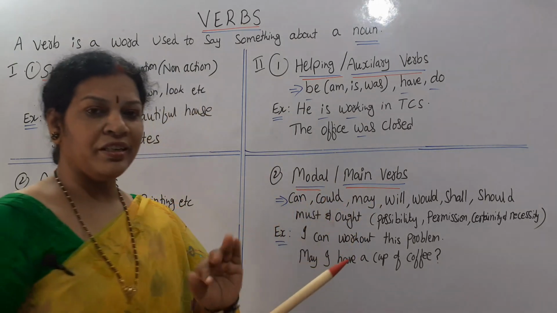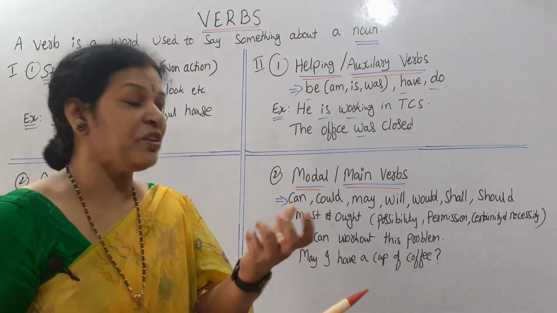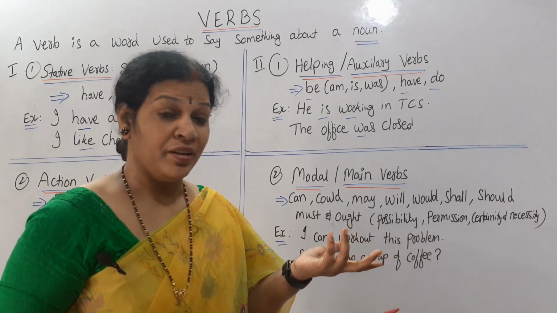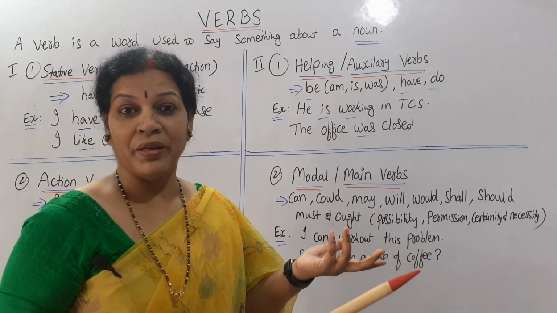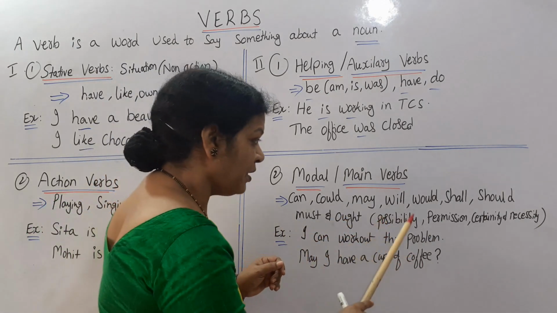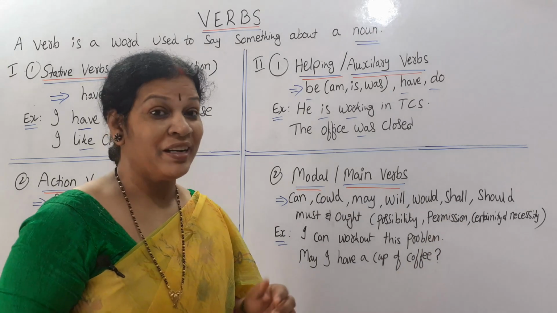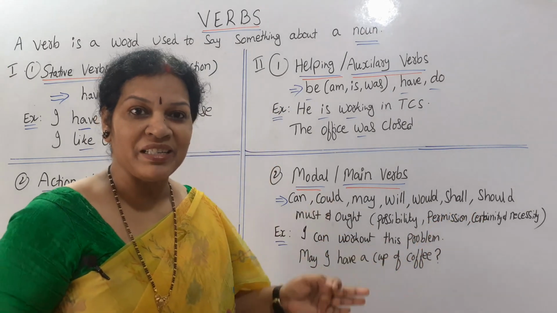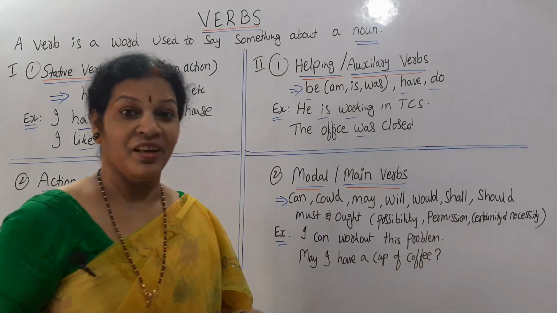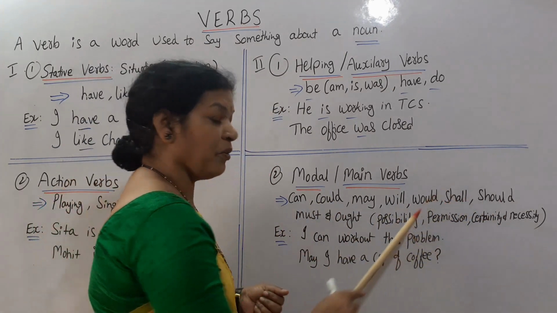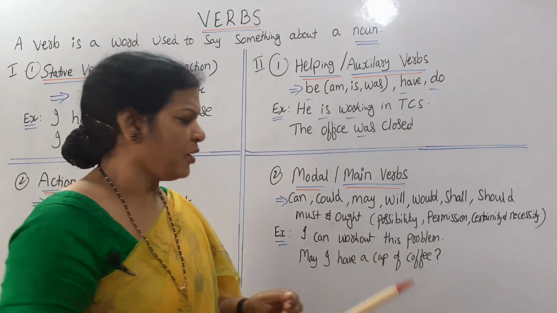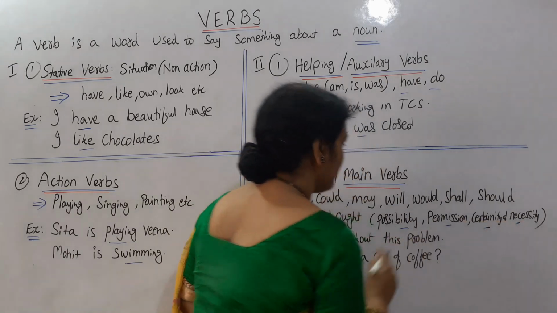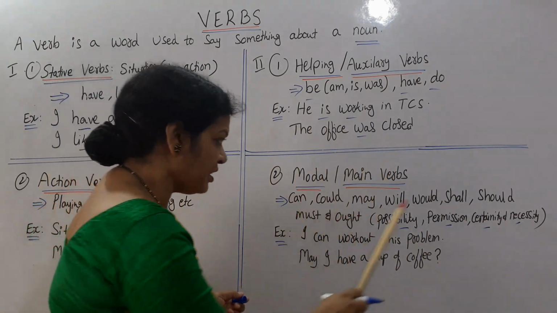What these do is give you an impression like possibility. Rain may happen, she may come, it may go, like possibility. Permission, like may I help you, can I. Should, must give certainty and necessity, ought to go. We must go, certainty, compulsory. So this kind of actions are expressed by modal verbs. So these are the modal verbs.